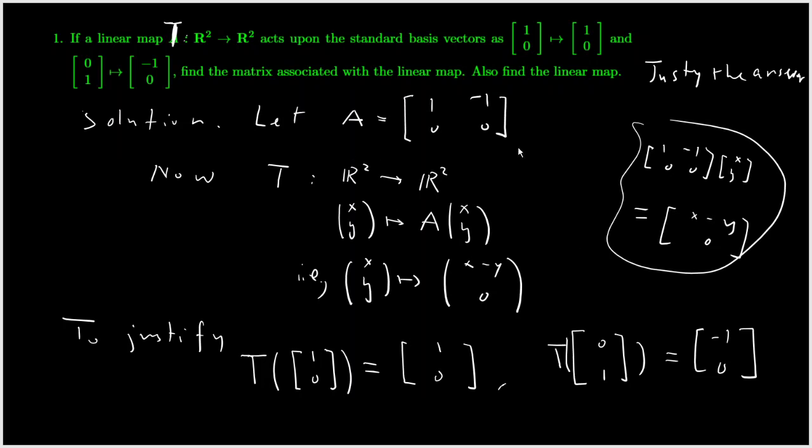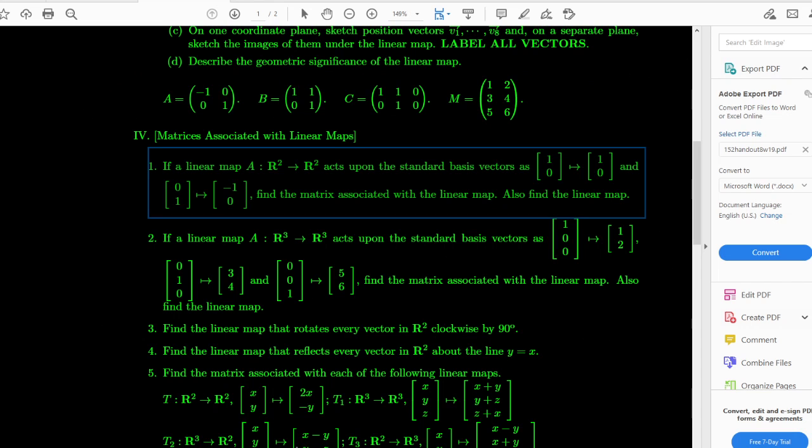To do the question, form a matrix first, and then you get the linear map associated with the matrix, as we did the last time. To justify, you just verify (1, 0) goes to (1, 0), and (0, 1) goes to (-1, 0), as intended in the question. If you don't have any questions, we'll move on to question 2.